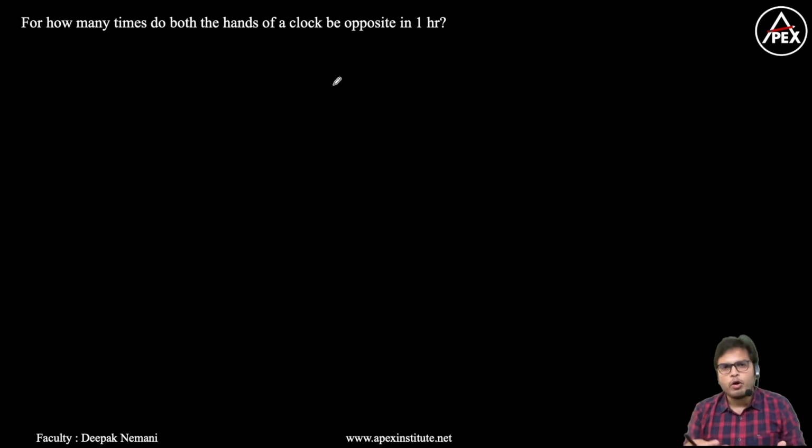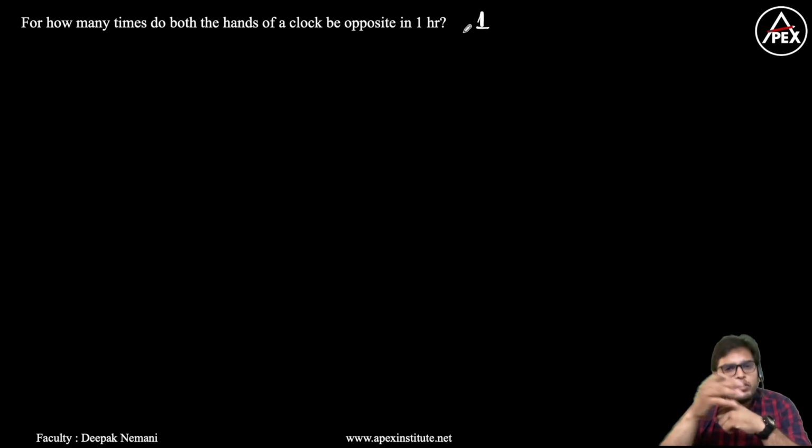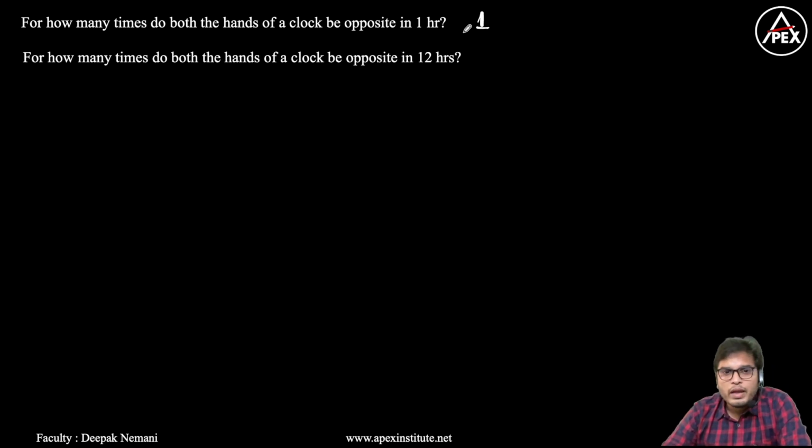Now, similarly, how many times do both the hands of a clock be opposite in 1 hour? What do I mean by opposite? The angle between the two hands of a clock should be 180 degrees. If you consider any time between 1 o'clock and 2 o'clock, you will have one instance where both the hands of a clock are opposite to each other. Now, how many times do both the hands be opposite in 12 hours? Again, that should be 12 times, right?